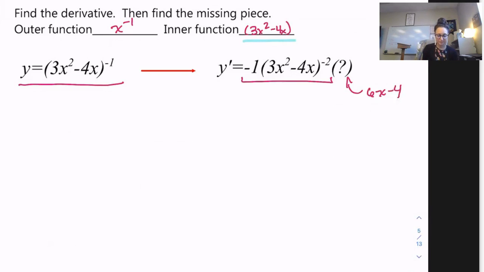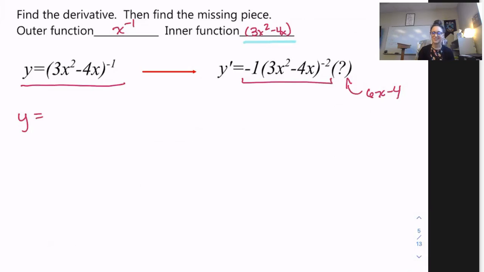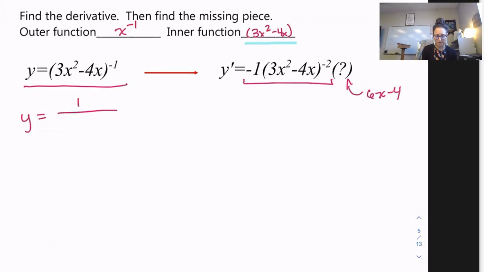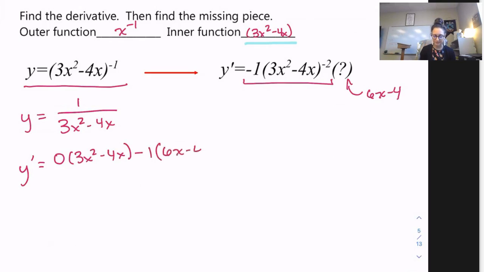Again, we're going to need to rewrite this in a format where we know how to take the derivative. So if I have an exponent of negative 1, I can rewrite this as 1 over 3x squared minus 4x and use quotient rule now to find its derivative, okay? So y prime, derive the numerator, be careful, because that's 0. Hold the denominator, minus, for quotient rule, hold the numerator, derive the denominator, we get 6x minus 4. Then it's going to be all over the original denominator squared.